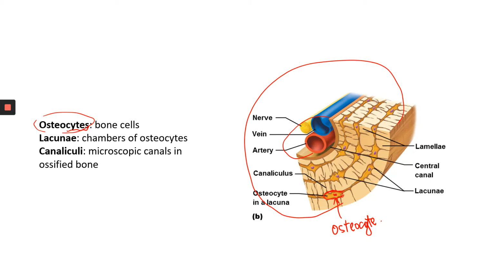There are more spider-like ones. The osteocytes actually live in chambers called lacunae. So this is one osteon, and there's a little chamber, a little space there, that's called a lacuna. Lacuna is singular. Basically, they are the little houses that osteocytes live in.